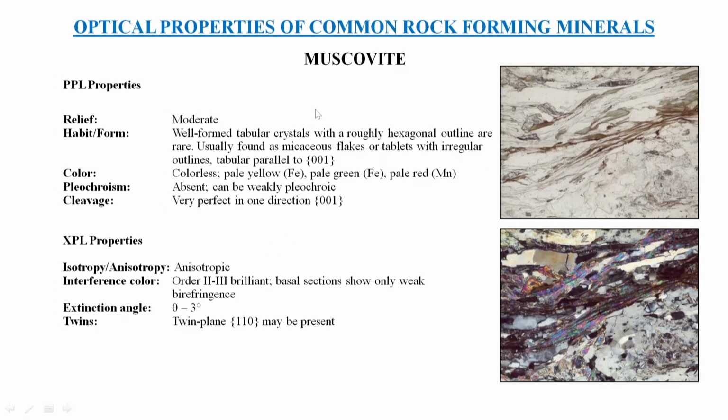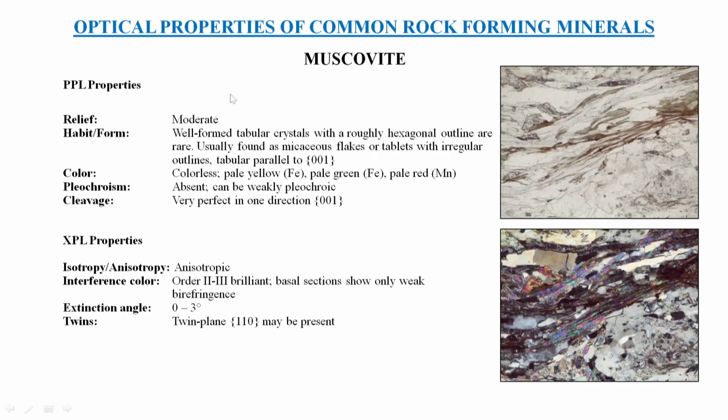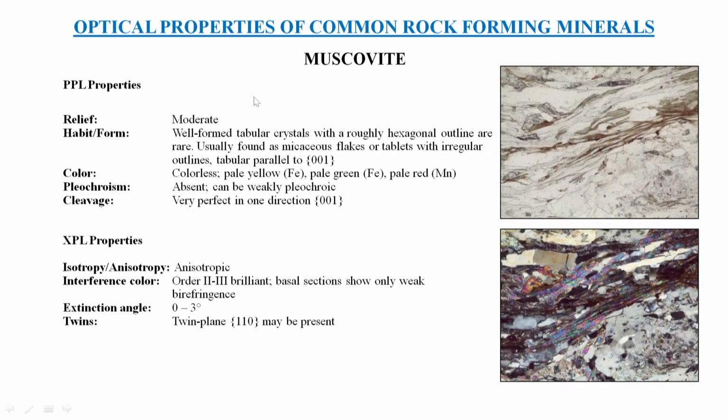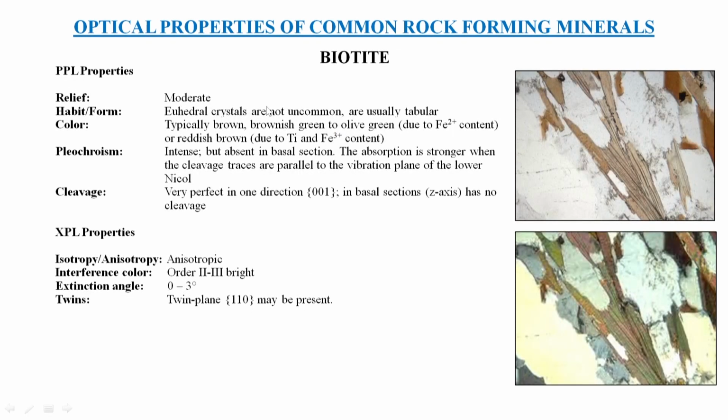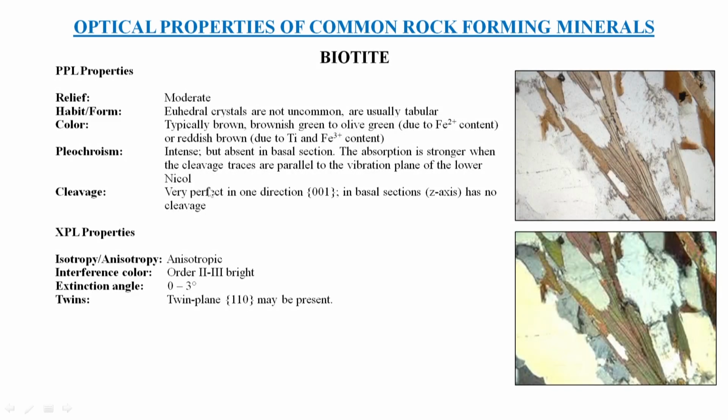For muscovite and biotite, these are the two mica minerals. Both have moderate relief. Both are generally euhedral or subhedral in shape, sometimes tabular or flaky. In case of muscovite, it is colorless. In case of biotite, they are generally brown or greenish brown in color. Pleochroism is absent in muscovite, but present in case of biotite.